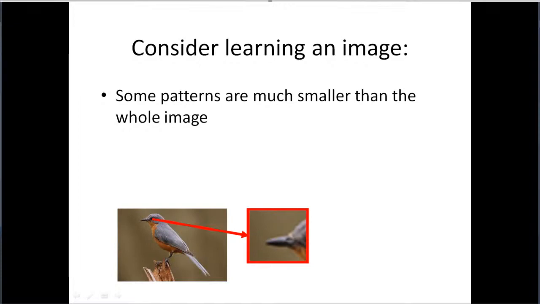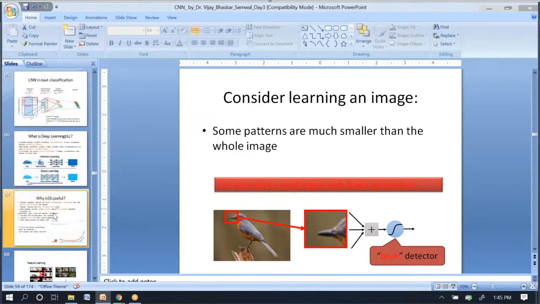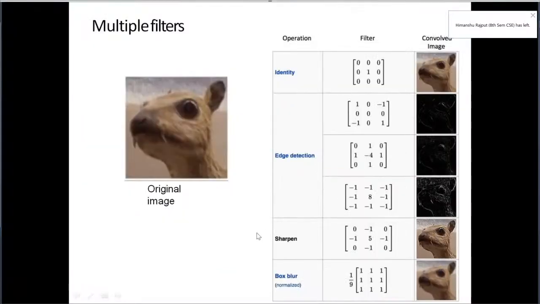Let me tell you what these filters are. Just look at this: there is some input image and you have 1, 2, 3, 4, 5, 6 features. In this case you are returning only the center value, and the rest of the neighbors will be 0. So this is the identity: whatever image is there, it is taken as it is. In another case, the center value I am removing and only considering the neighbors, so I am detecting edges: vertical edge, horizontal edge, diagonal edge.